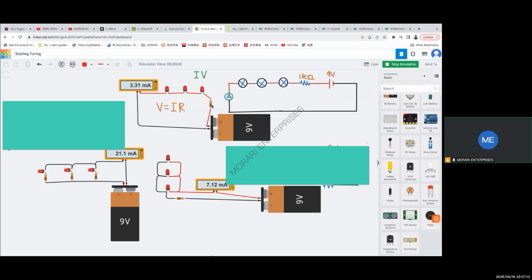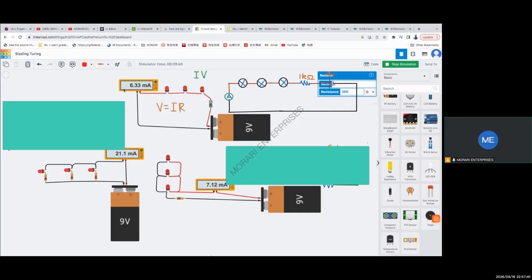Now, if we were to decrease this value further, then what will happen to the brightness? I think because it's 1 kilo ohms, the current is this little. If we decrease it, the current will rise. So let's try to decrease this to 500. But you have to remember to change kilo ohms to ohms.